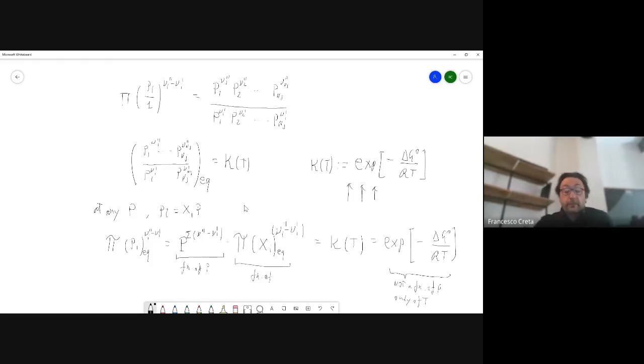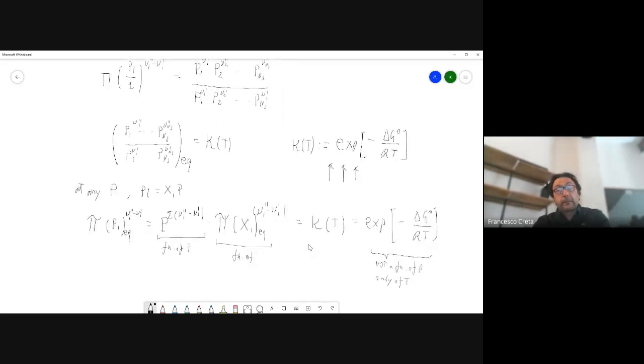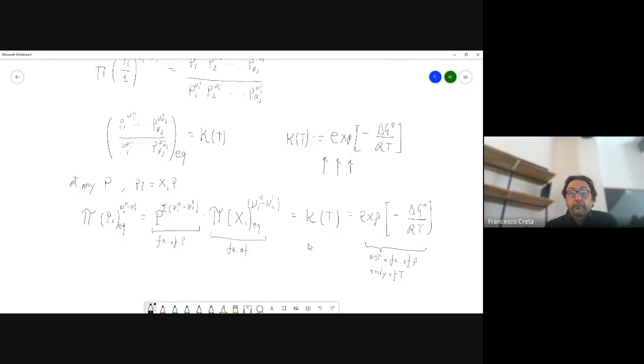So I'll try to explain this again. The equilibrium constant is only a function of temperature, not a function of pressure. But if you look here, you have pressure appearing. So the overall expression cannot be a function of pressure. Therefore, this must be a function of pressure as well, which proves that, generally speaking, the equilibrium composition is a function of both temperature and pressure.